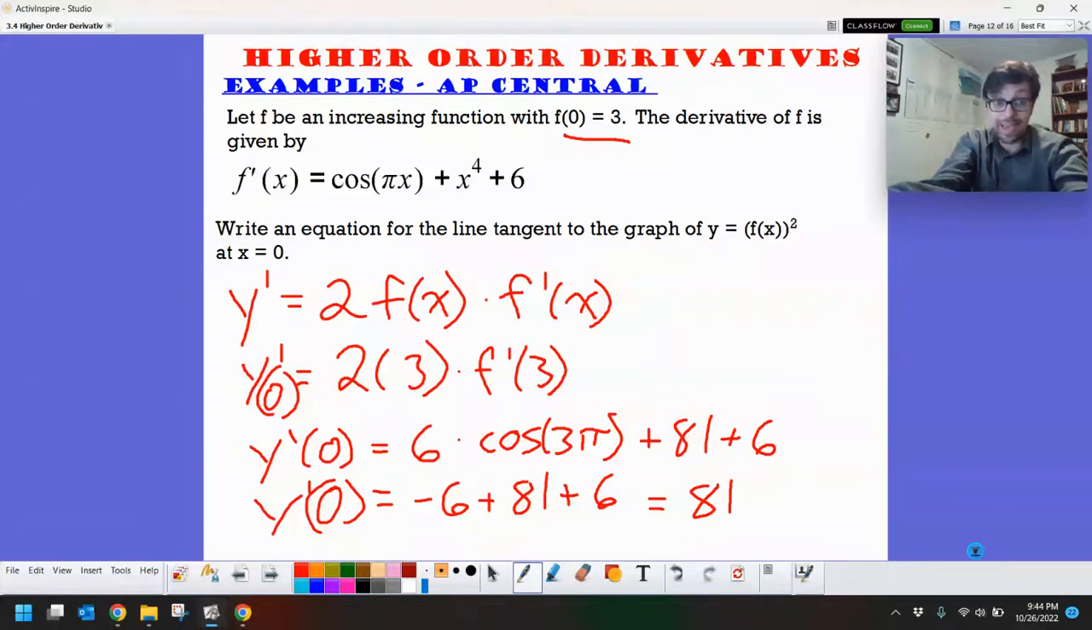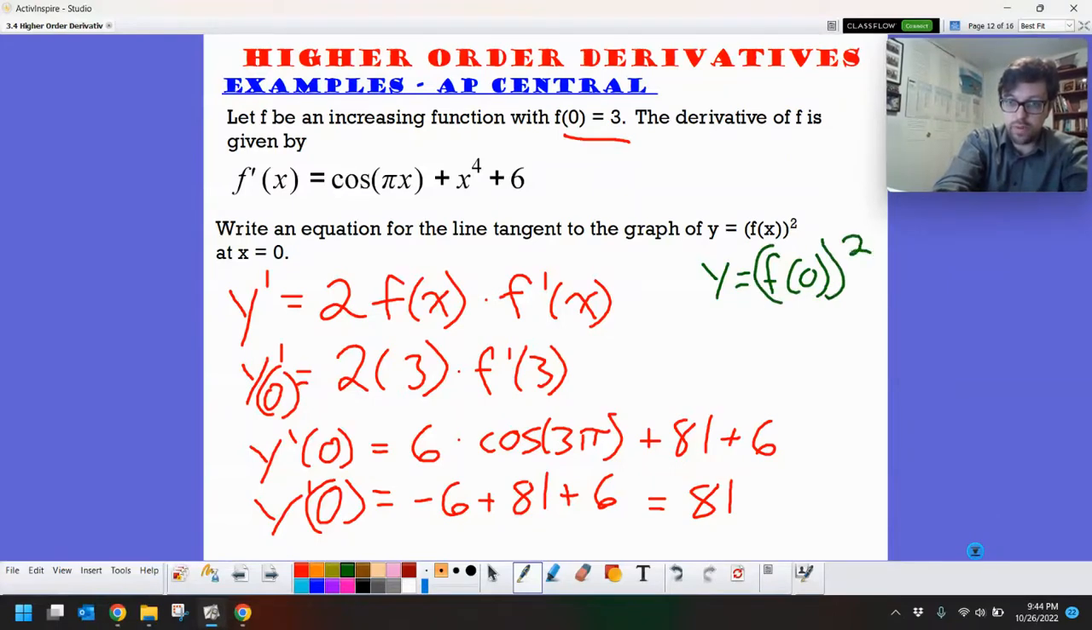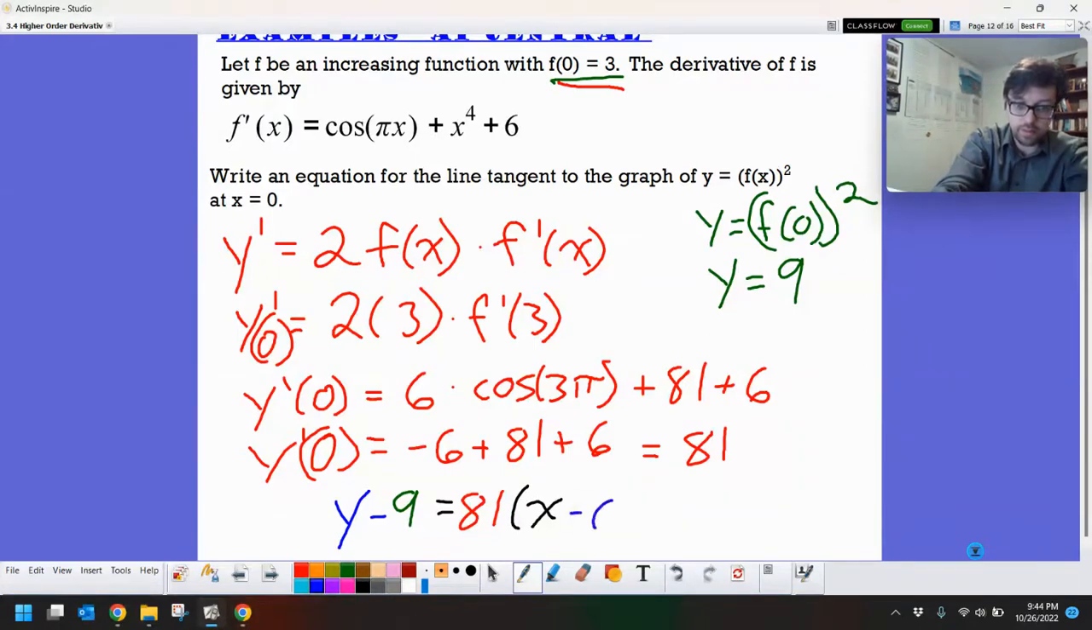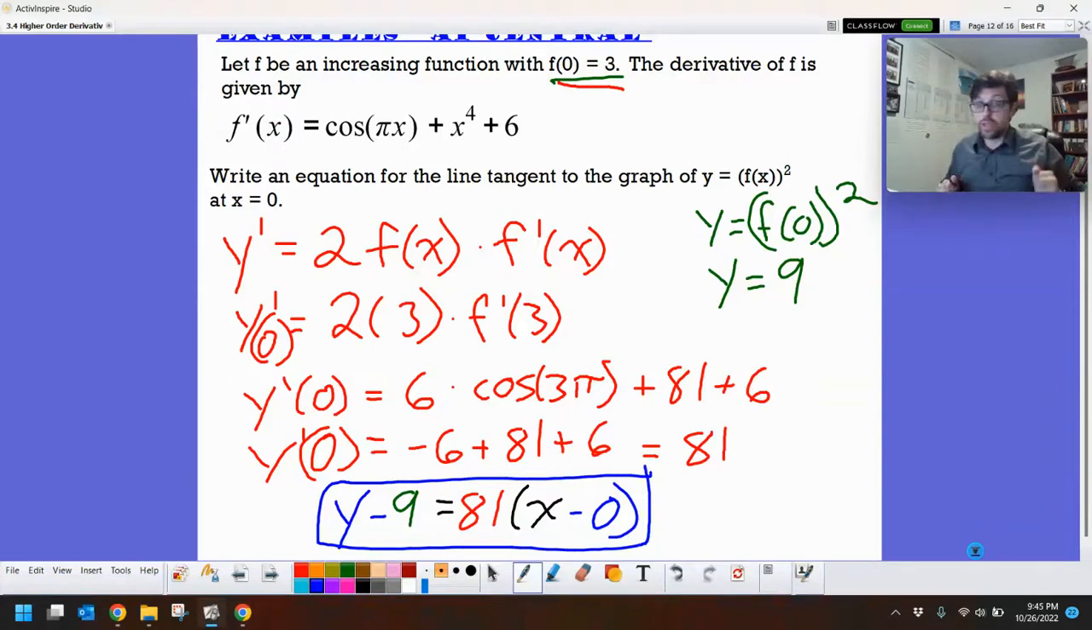We want to figure out what it is at x equals 0. Oh, I should figure out the y value for that. So y is going to equal f of 0 squared. That'd be 3 squared. Still stealing that from up there. That's 9. So now we have a point and we have a slope, so we can put it into our point-slope form. So y minus our y value, which is 9, equals our slope, 81, times x minus 0. Colors got a little weird there, but whatever. There we go. There is the equation of our tangent line.